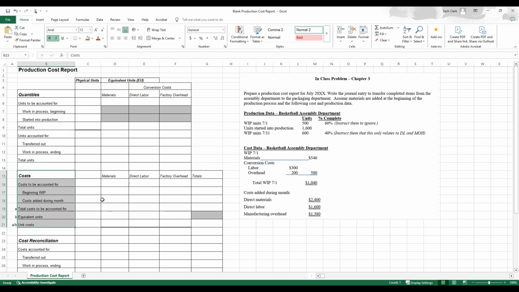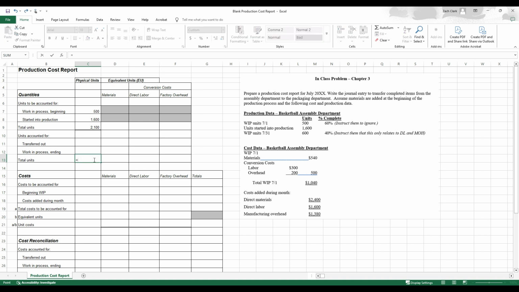And then down here, we're going to have a breakdown of costs. So work in process beginning tells us that we have 500 units. That's here, WIP units at the beginning of the month, 7/1. This is the end of the month, July 31st. And then this tells us units started into production, 1,600. And then we just add these two together to get our total units that we're analyzing this month, 2,100.